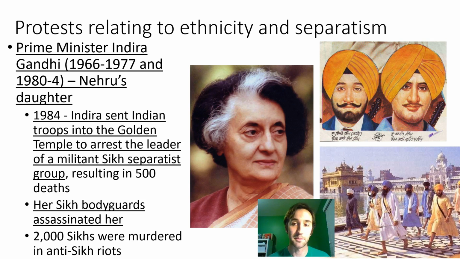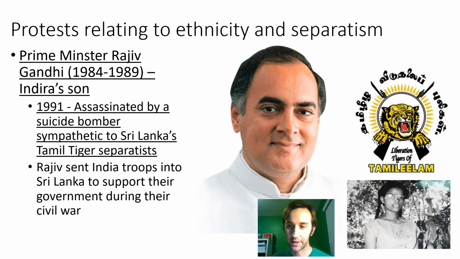Her Sikh bodyguards took revenge and assassinated her, and she was shot to death. And in retaliation, 2,000 Sikhs were murdered in anti-Sikh riots. As soon as she died, the party was still in charge, and the next person really in the party was her son. And so the dynasty continues with her son, Rajiv Gandhi, who's going to be in power from 1984 to 1989.